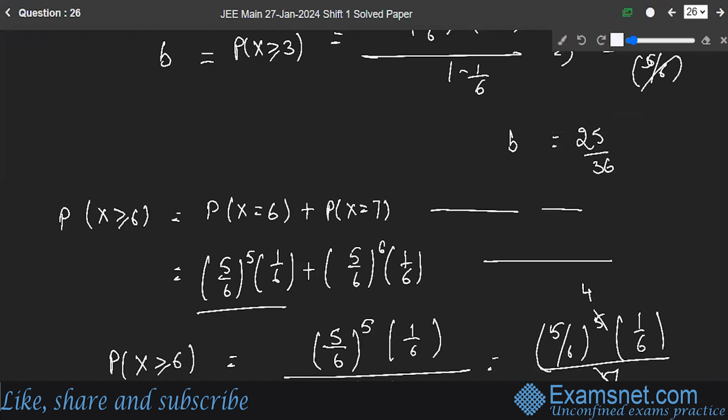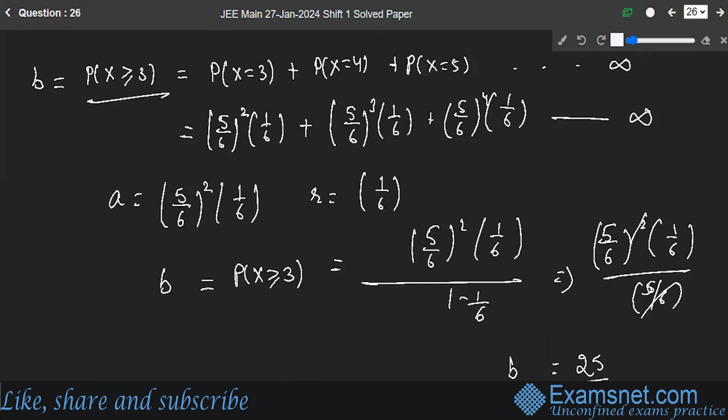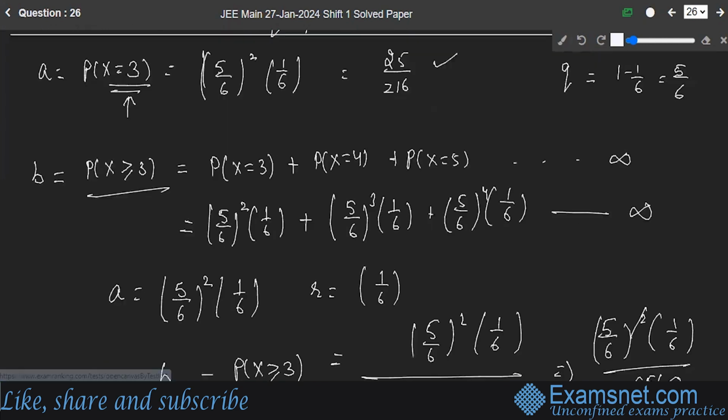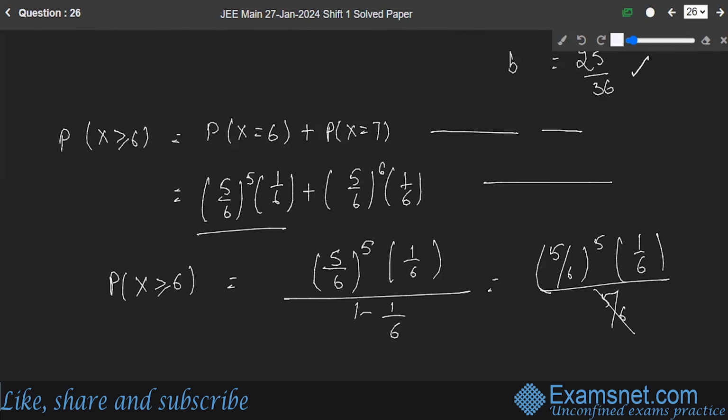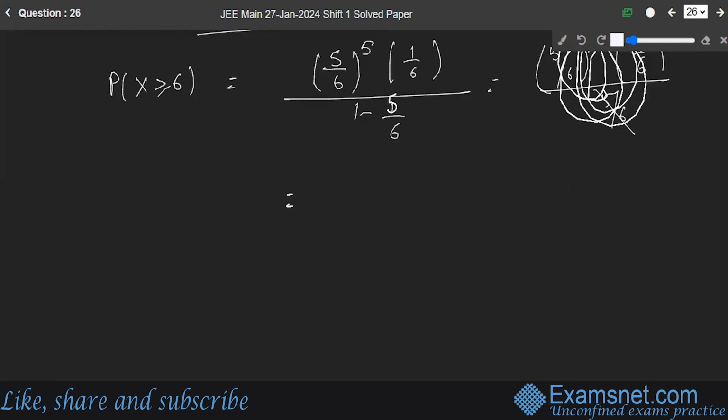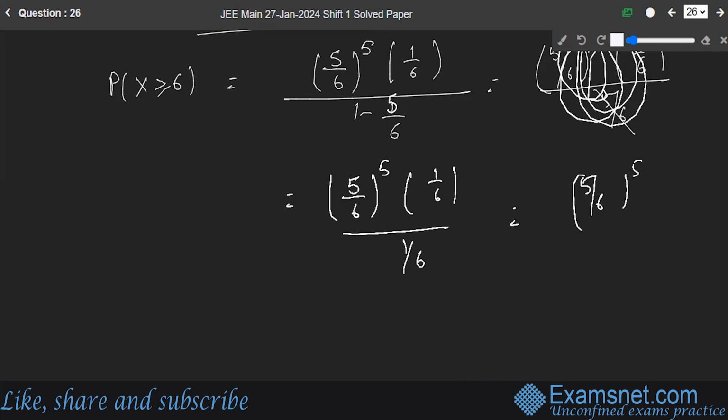See, there is one small mistake I have been making here. The R is 5 by 6, not 1 by 6. Okay, give me a minute. See, you're getting it in the multiples of 5 by 6, right? So here R is 5 by 6. This will be 5 by 6. So this will be 1 by 6. I made the mistake over here also. So this cancels. This cancels. And here also, this is 5 by 6. So I'll redo this. This is equal to 5 by 6 raised to power 5, 1 by 6 upon 1 by 6. So this is equal to 5 by 6 raised to power 5 only.